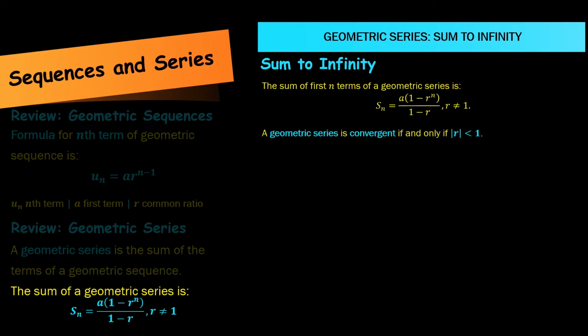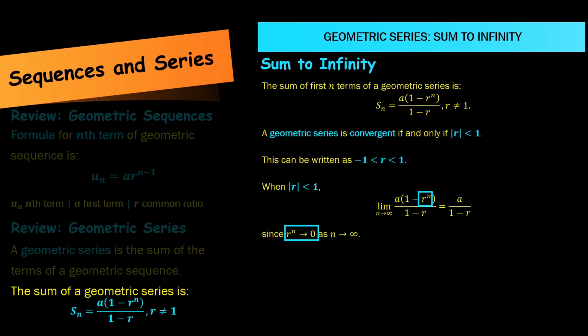A geometric series is convergent if and only if mod r is less than 1. This can be written as minus 1 is less than r is less than 1. Now when mod r is less than 1, we have that the limit as n tends to infinity of a times 1 minus r to the power n all over 1 minus r, in other words the sum of the geometric series, is equal to a over 1 minus r.